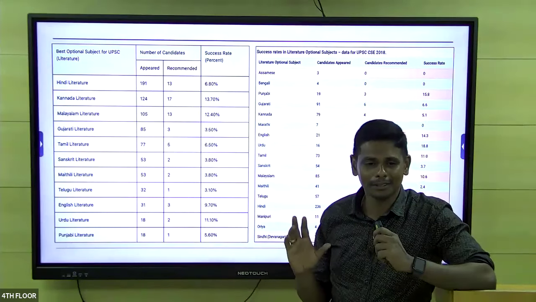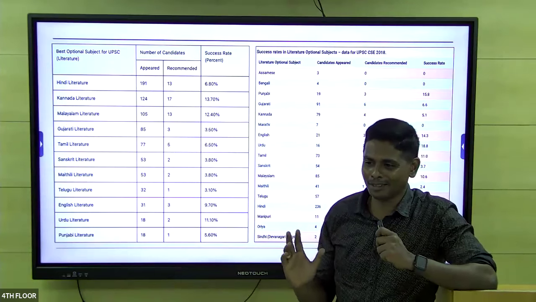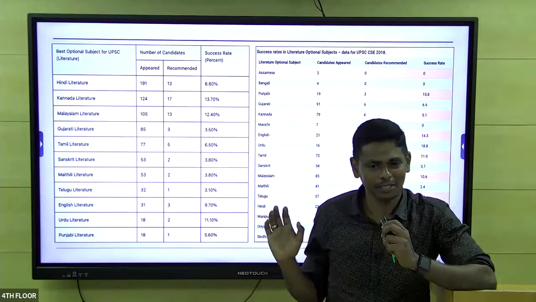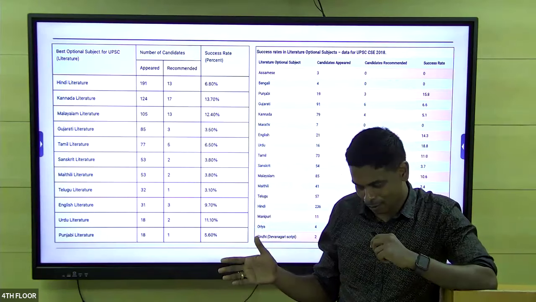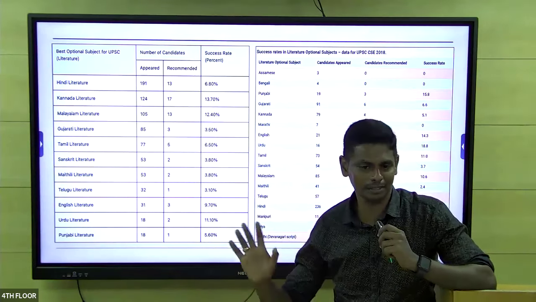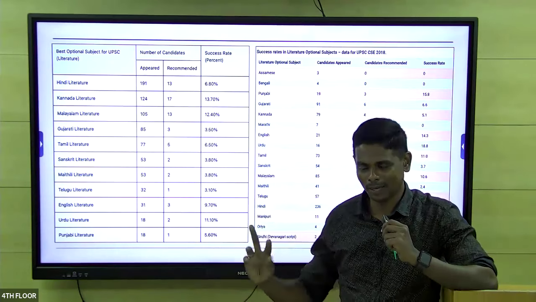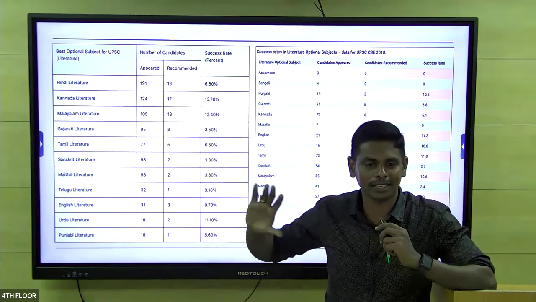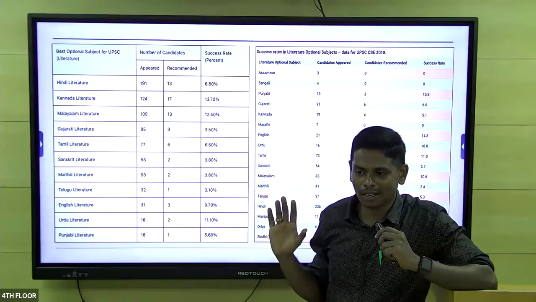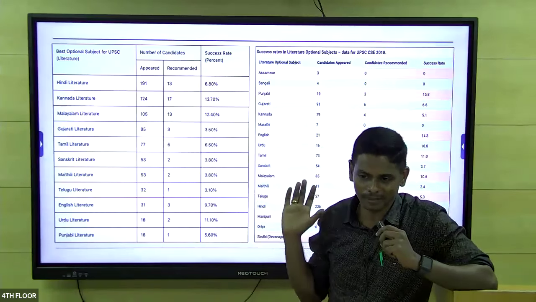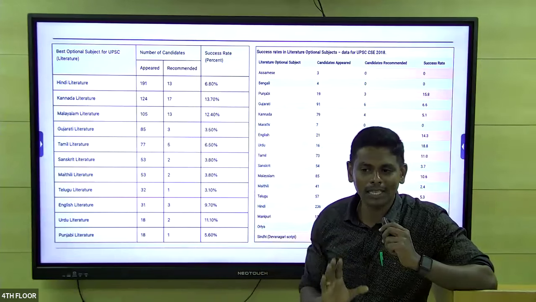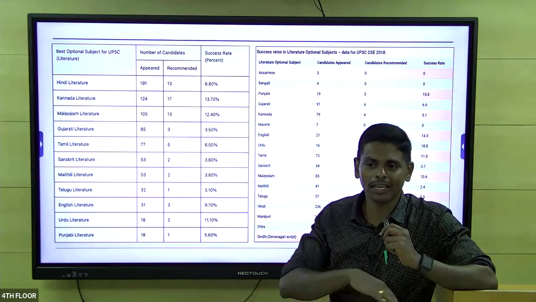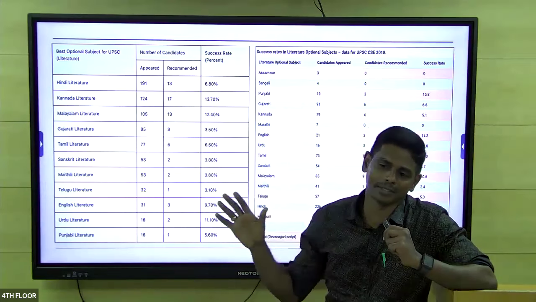It means there is no drastic loss that I will have in any given year. Is it clear? If 10 candidates are going to write, definitely one is going to clear. That is sure. At the maximum, two or three. That is the strike range that English literature normally has. So it doesn't fluctuate like any other optionals.